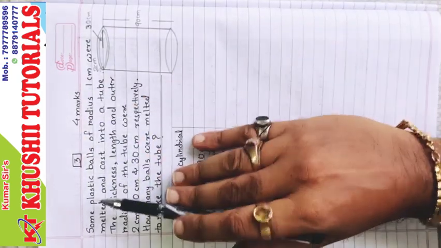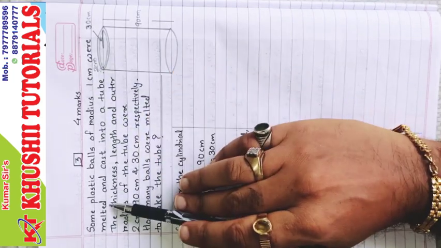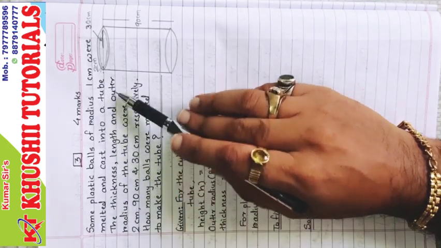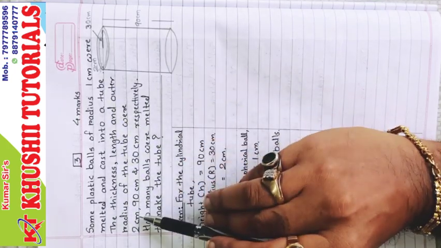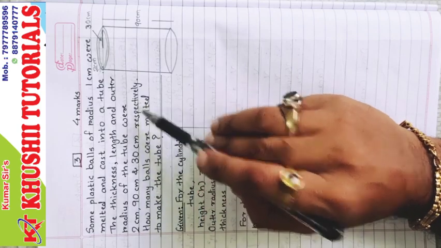Sum number 3, 4 marks. Some plastic balls of radius 1 centimeter were melted and cast into a tub. The thickness, length and the outer radius of the tub were 2 centimeter, 90 centimeter and 30 centimeter respectively.